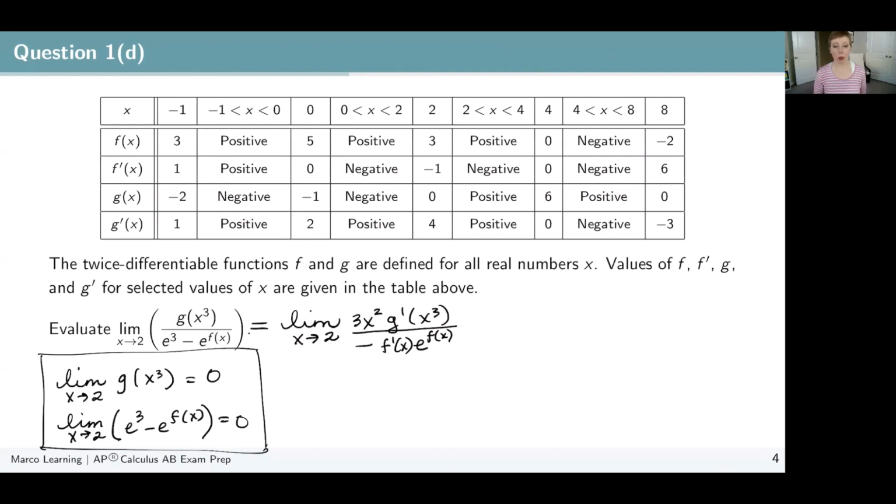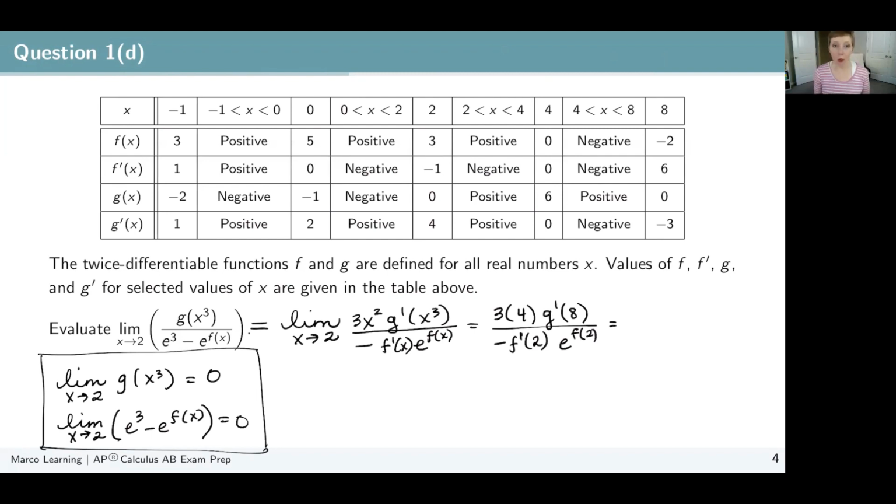And we're going to evaluate this limit using substitution. And if we get another indeterminate form, 0 on the top, 0 on the bottom, or plus or minus infinity on the top, plus or minus infinity on the bottom, then we may be able to use L'Hopital's rule again. So let's just try substituting in the 2 for the x and see what happens. We'll have 3 times 2 squared, so 3 times 4, times g prime of 2 cubed, so g prime of 8, over negative f prime of 2 times e to the power f of 2.